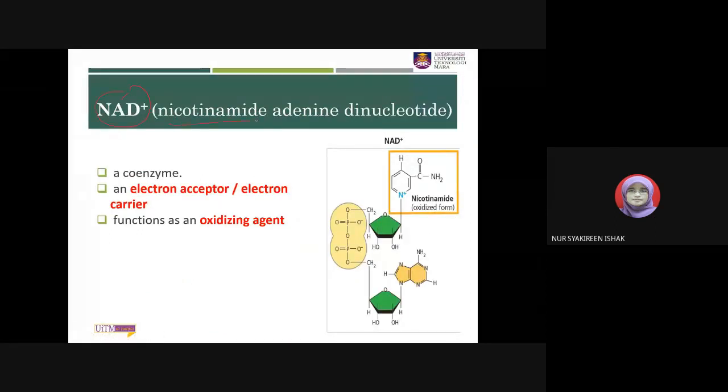So NAD+, the name is nicotinamide adenine dinucleotide. This is the structure of the NAD+ molecule. If you look at the name, dinucleotide, the structure actually looks like two nucleotides attached together. A base, a 5-carbon sugar, and a phosphate. Then a 5-carbon sugar, a phosphate, and this one replaces the base, which is the nicotinamide part. So that is NAD+.